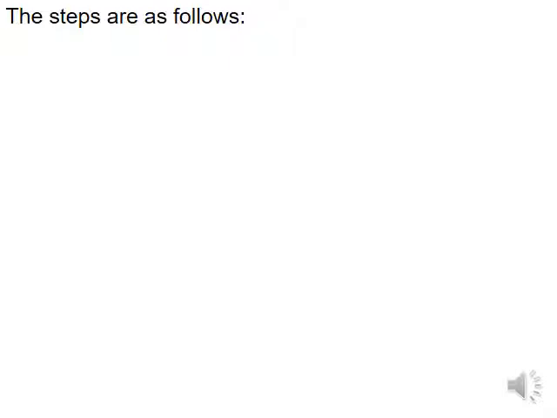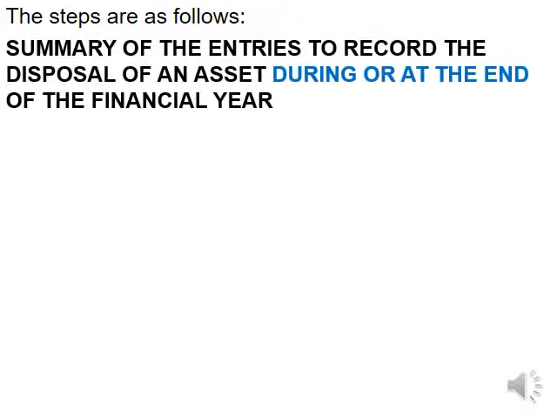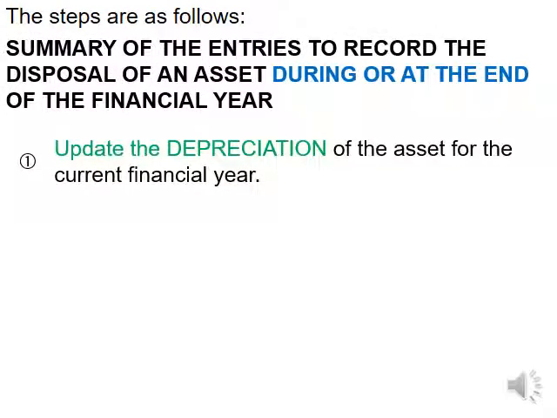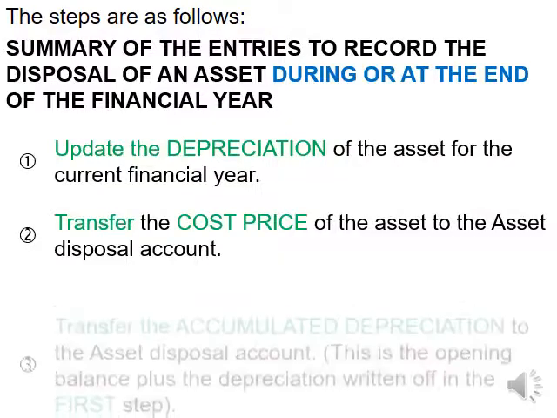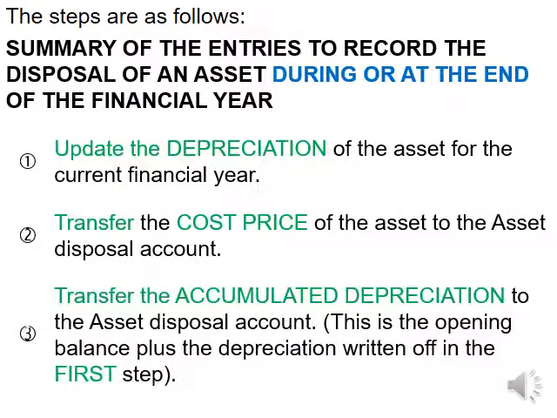There will now be an extra step. Step number 1 would be to update the depreciation of the asset for the current financial year, up to the date that we have disposed of this asset. Step number 2 will be to transfer the cost price of the asset to the asset disposal account. Step number 3 would be to transfer the accumulated depreciation to the asset disposal account. This is the opening balance plus the depreciation written off in step number 1.